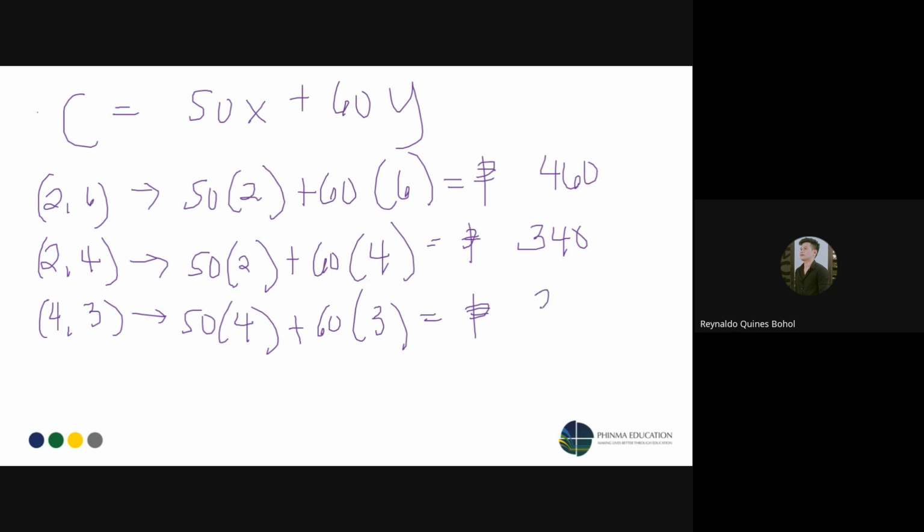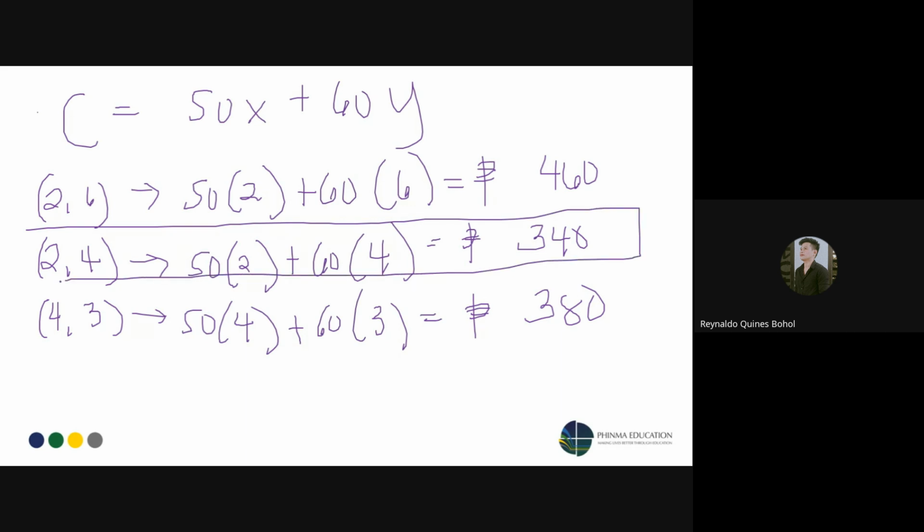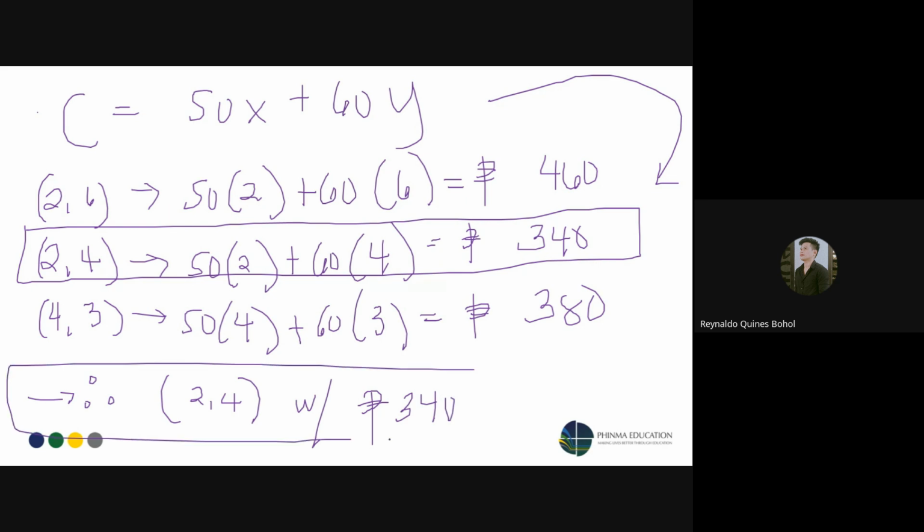It's 380. Okay. So based from the data, the lowest is the ordered pair 2 and 4. Right? So ibig sabihin po, to minimize the monthly cost and increase profit, we should build 2, 4. We should build 2, 4 with 340 pesos. So ang pipili natin dyan is 2, 4, which is the lowest cost.